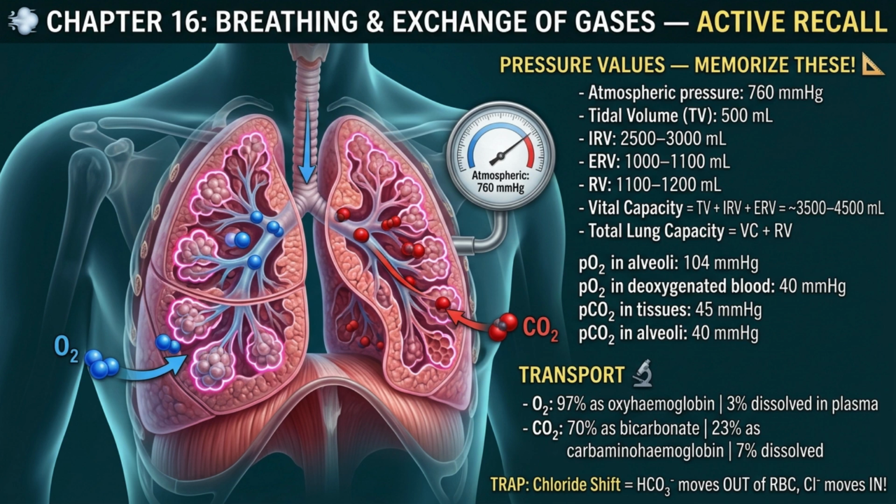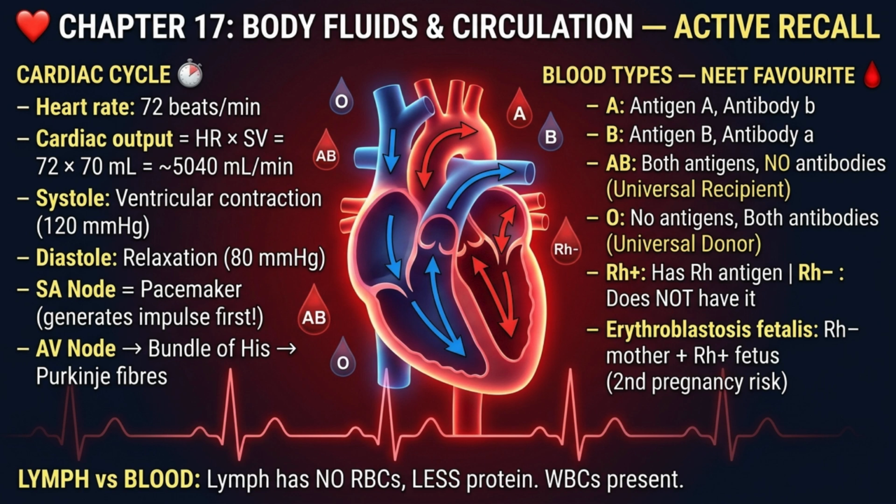How is CO2 transported? 70% as bicarbonate ions in plasma. This is the chloride shift, where chloride ions move into RBCs to balance the charge. 23% as carbaminohemoglobin. Only 7% is dissolved directly. Don't flip these numbers in the exam. Chapter 17, Body Fluids and Circulation, one of the most direct mark-scoring chapters for NEET.